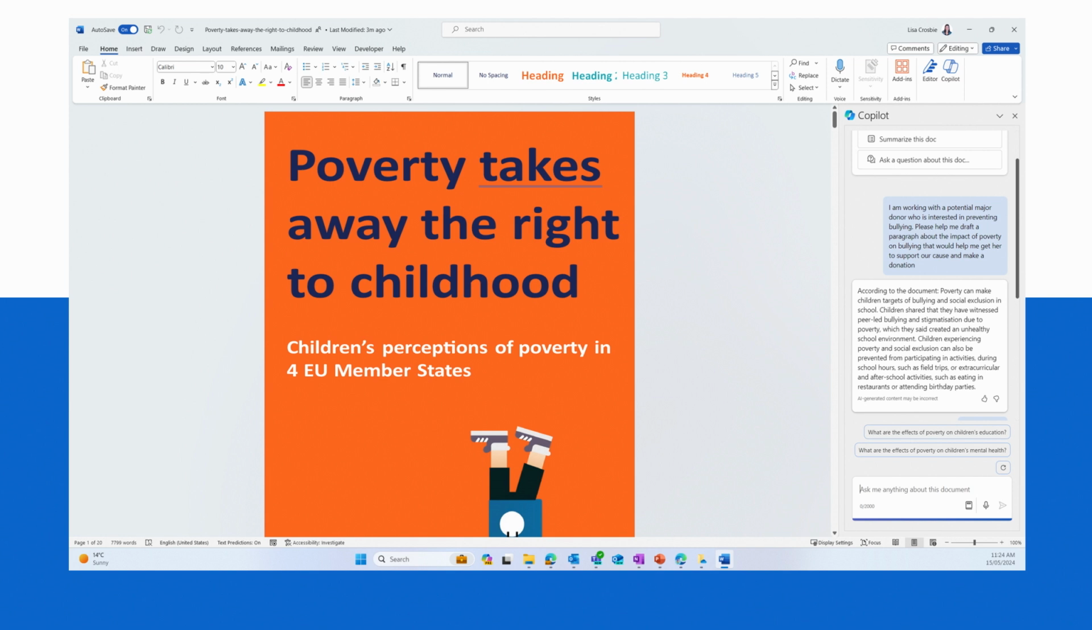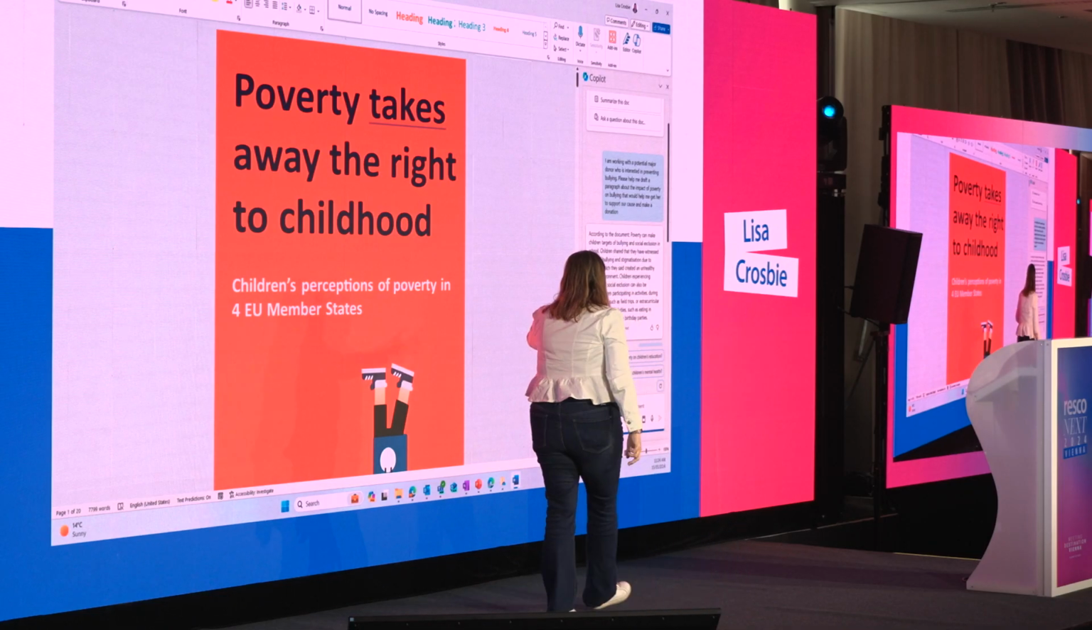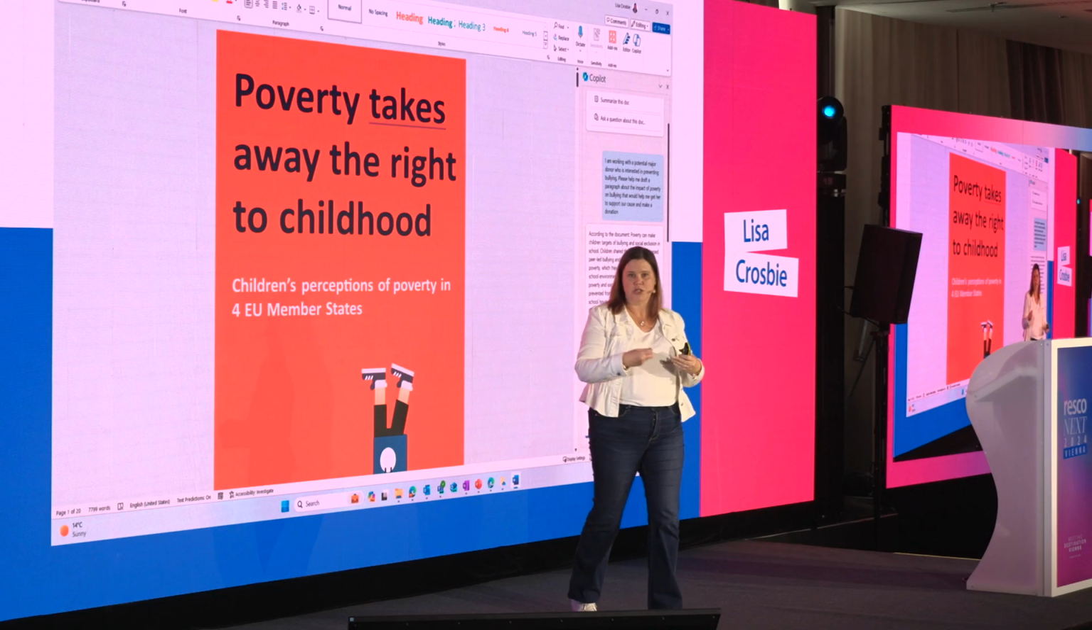I'm working with a potential major donor who's interested in preventing bullying. Please help me draft a paragraph about the impact of poverty on bullying that would help me get her to support our cause and make a donation. So I'm much more specific with my prompt here. And the response I get back, this is back to that thing of, don't start with the blank page. I'm actually getting something here according to this document, and it's giving me a specific example. It's going to be relevant to my approach to that donor.